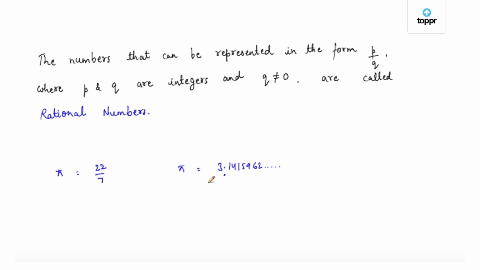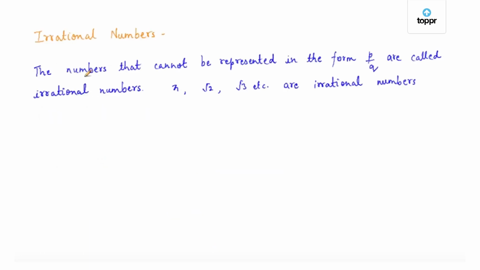No, we cannot. Similarly, root 2, root 3 or any other non-perfect square number also cannot be represented in the form p by q. So, the numbers that cannot be represented in the form p by q are called irrational numbers. I repeat, the numbers that cannot be represented in the form p by q are called irrational numbers.